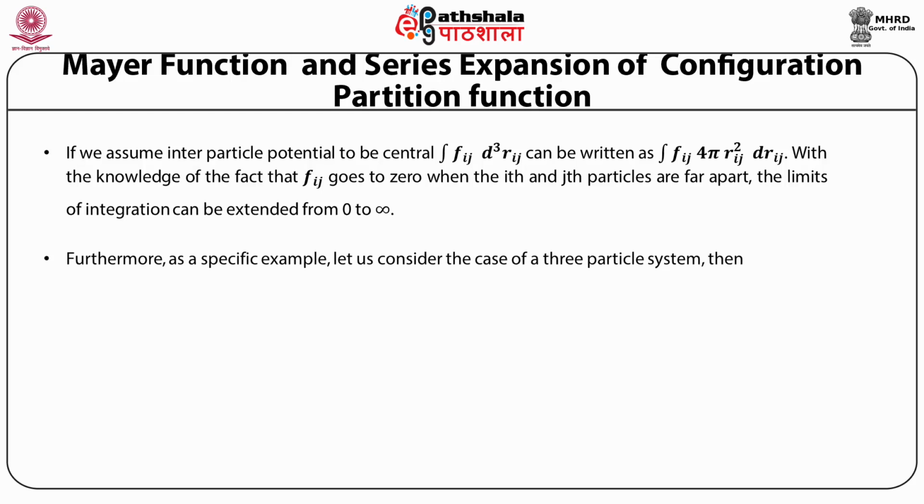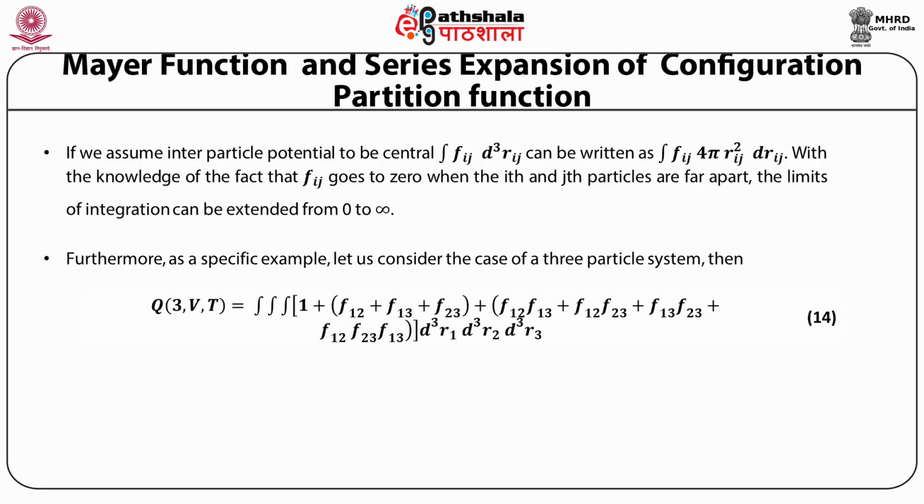Furthermore, as a specific example, let us consider the case of a 3-particle system. Then Q(3, V, T) will be equal to the 3-dimensional integral over 1 + f12 + f13 + f23 + f12 f13 + f12 f23 + f13 f23 + f12 f23 f13, d³r1 d³r2 d³r3, which can be seen as made up of 3 parts.